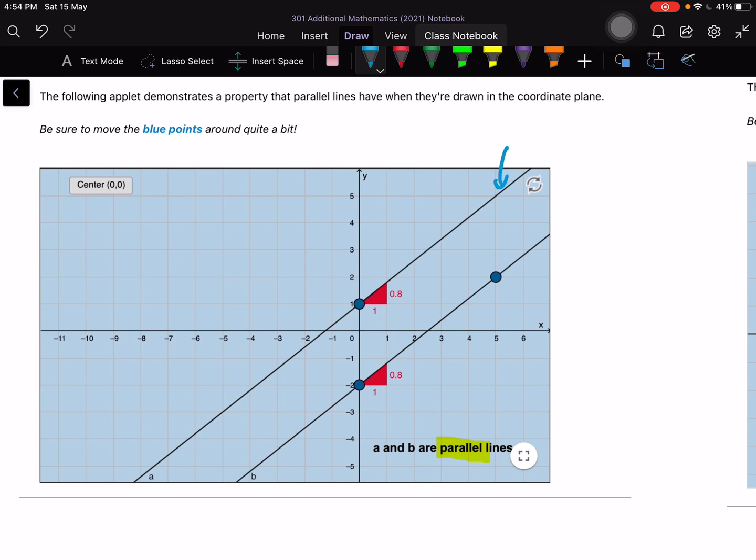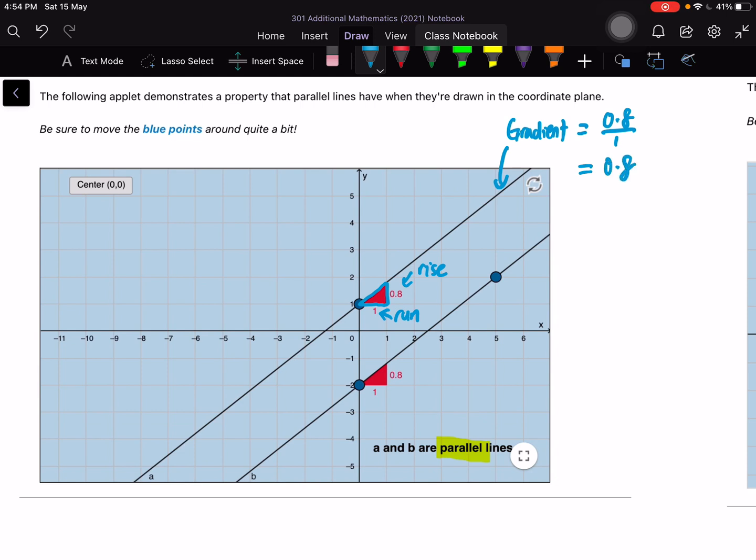So let's first find the gradient of this first line over here. Recall the gradient is given by the rise over run. What we can do is look at this red triangle over here. We can see that the rise is 0.8 and the run, which is the change in x, is 1 unit. So the rise over run, the gradient, will be 0.8.